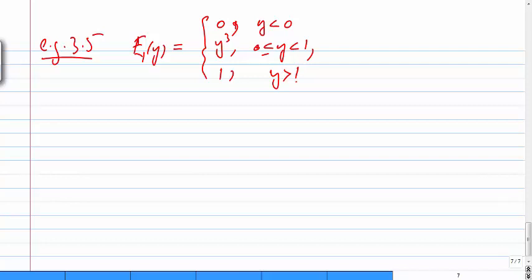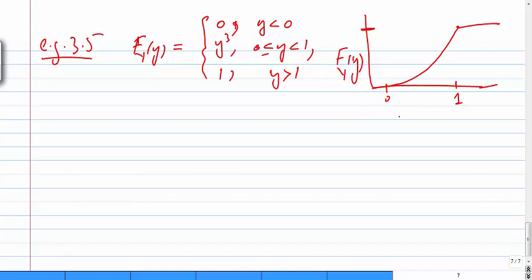Okay, so if I plot the CDF, assume that this is 0 and this is 1. This is a third order curve, and this is 1. As you know, this is a continuous CDF, so this means that Y is a continuous random variable.